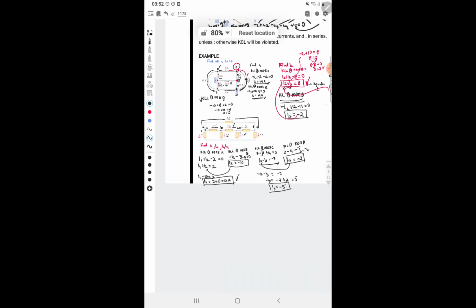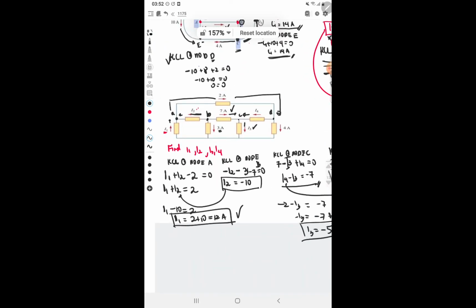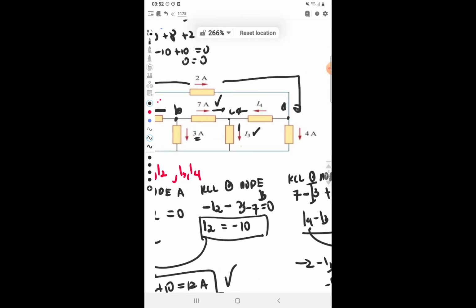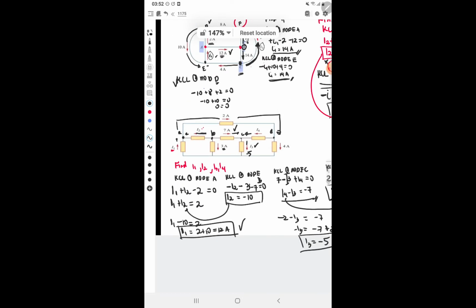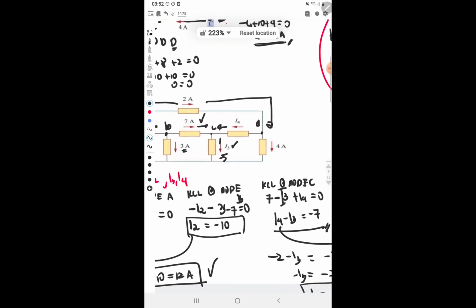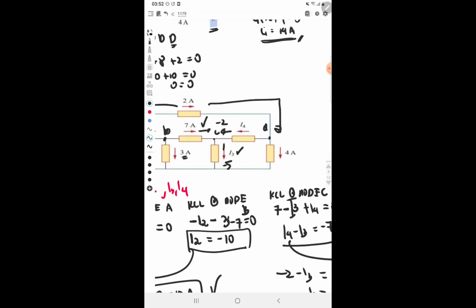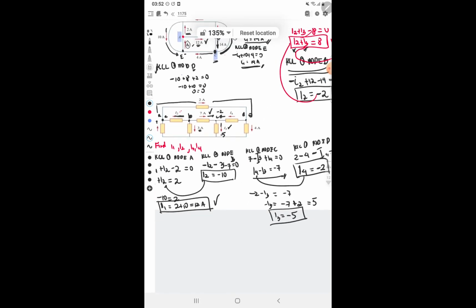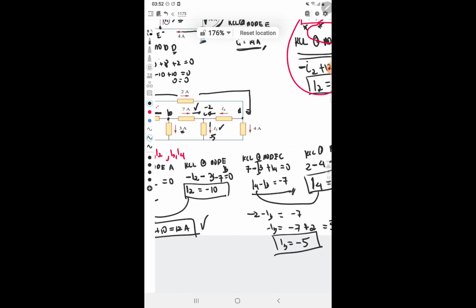So, ngayon, check natin yan. So, pag may I3 is equal to negative 5, tapos, yung I4 ko is equal to negative 2. Okay? So, if we would get the sum of currents entering the node, so we have negative 2 and our negative 3. So, check natin, no? Checking na to.